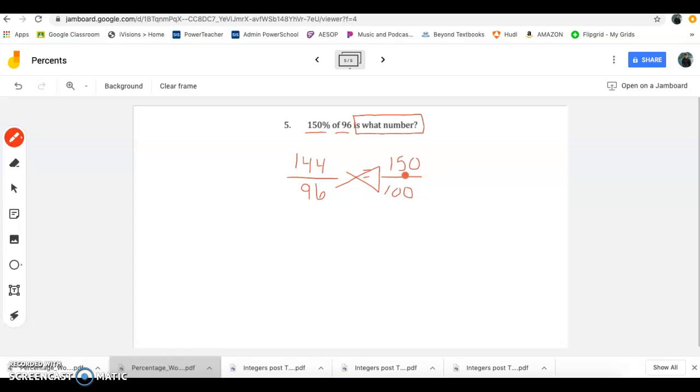When you're done, you're going to have some Prodigy time, and then hopefully you guys are good enough and have enough time that you guys can do a proportional bingo, okay?